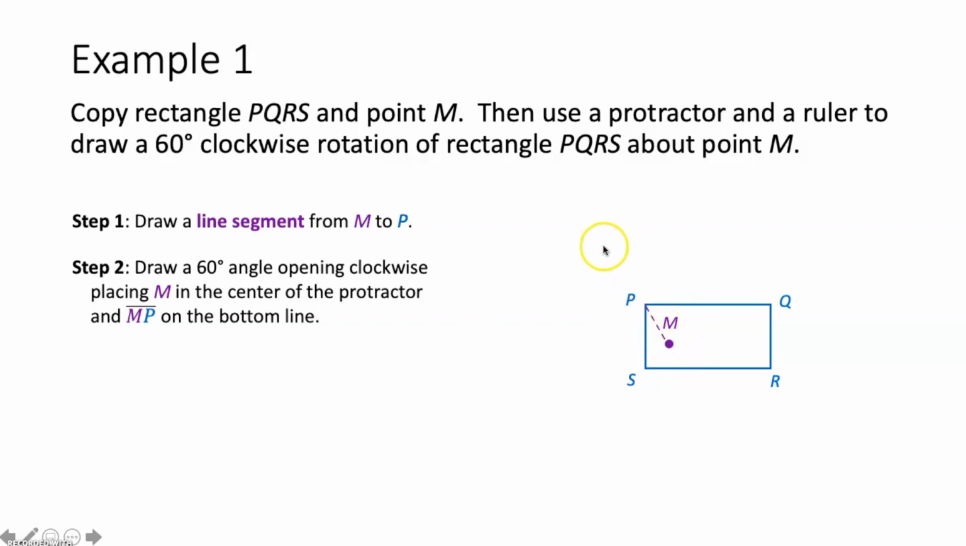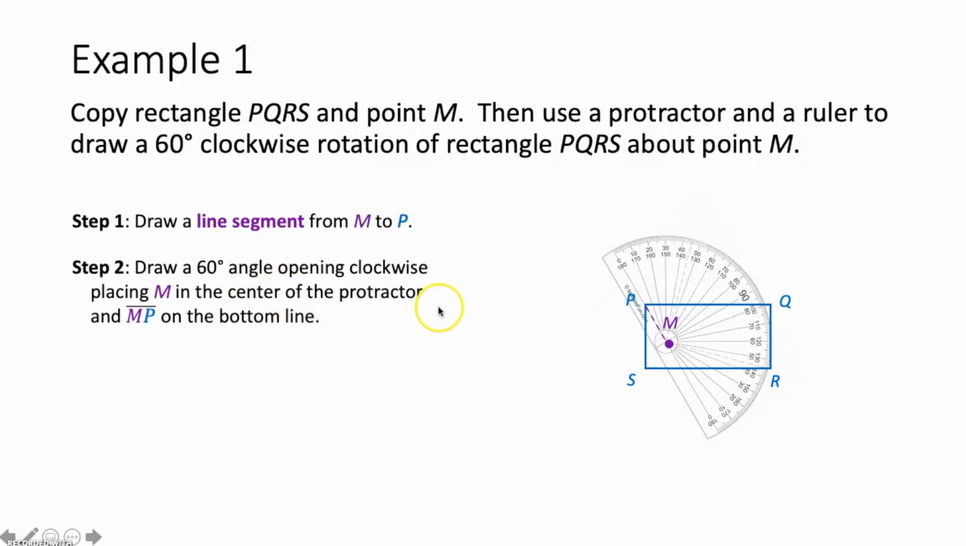Now here's the question. Should the protractor open this way or this way? Well, we are rotating P 60 degrees clockwise. So if we're rotating P 60 degrees clockwise, clockwise is this way, right? So 60 degrees clockwise would be over here. So I need my protractor to open this way. And that's because I can rotate P 60 degrees clockwise now. If I had it the other way, I would be rotating P 60 degrees counterclockwise. Okay, so always pay attention to that.